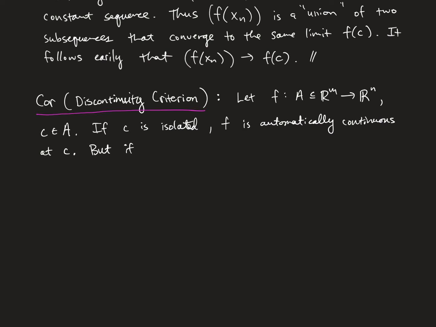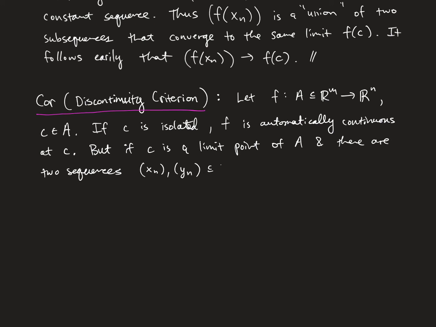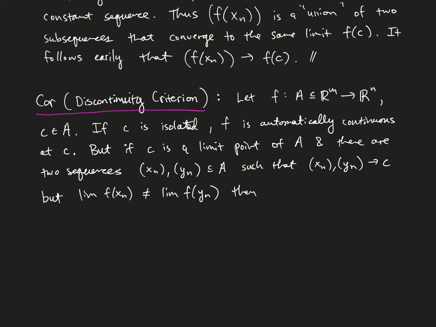But if C is a limit point of A, and there are two sequences, xn and yn drawn from A, such that xn and yn both converge to C, but the f values, so the limit of f of xn is not equal to the limit of f of yn, then f is not continuous at C.